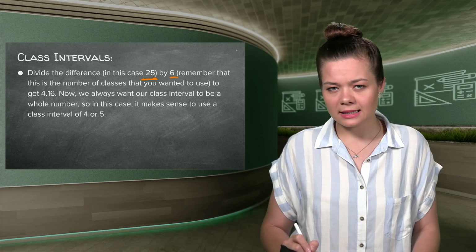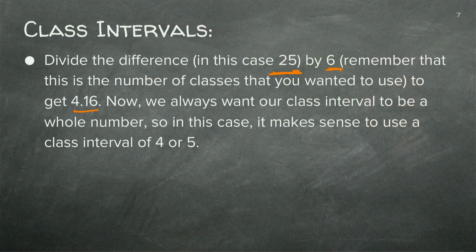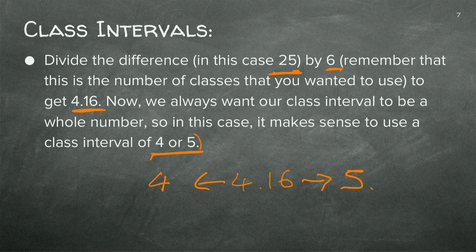If you do this calculation, you get 4.16. Now we always want our class intervals to be whole numbers. So in this case, it makes sense to use a class interval of either 4 or 5. Let's quickly look at why. 4.16. The whole numbers next to it are either 4 or 5. So this is where these two numbers came from.